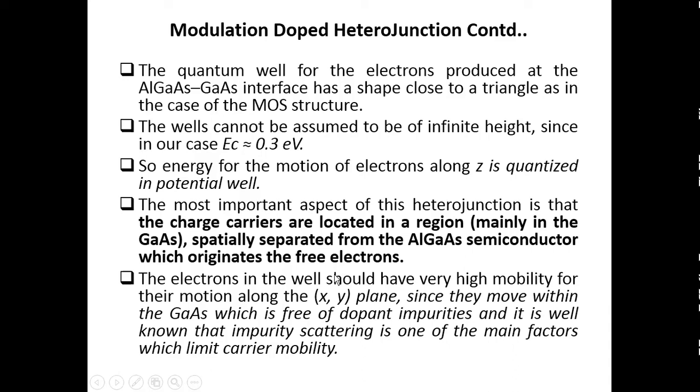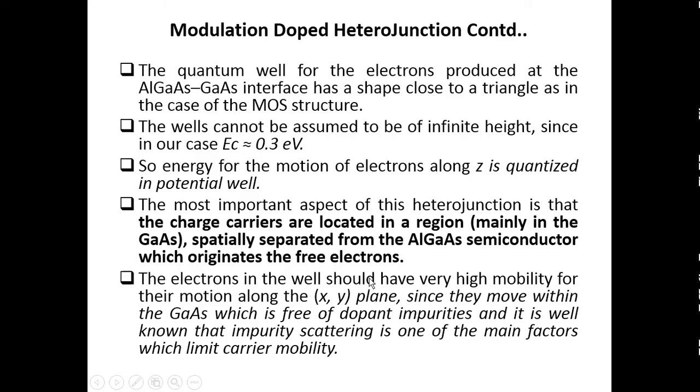Actually, the free electrons originate from the lightly doped N-type aluminum gallium arsenide. The electrons from the N-type aluminum gallium arsenide cross this particular interface and reach the gallium arsenide. So charge carriers are located mainly in the gallium arsenide, but are spatially separated from the aluminum gallium arsenide, which is the originator of these free electrons.